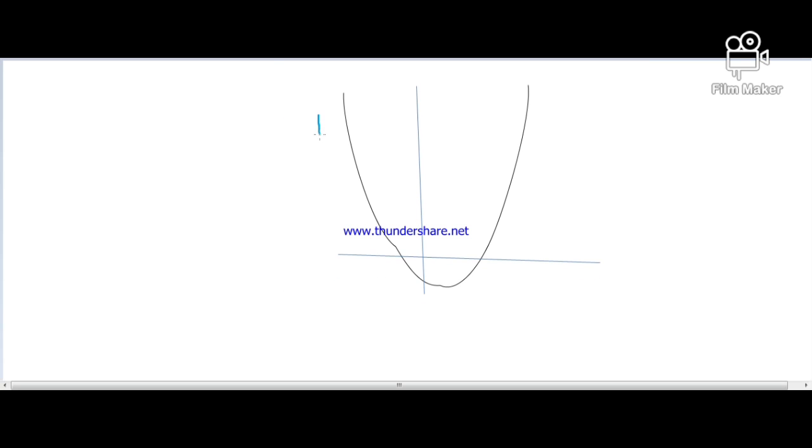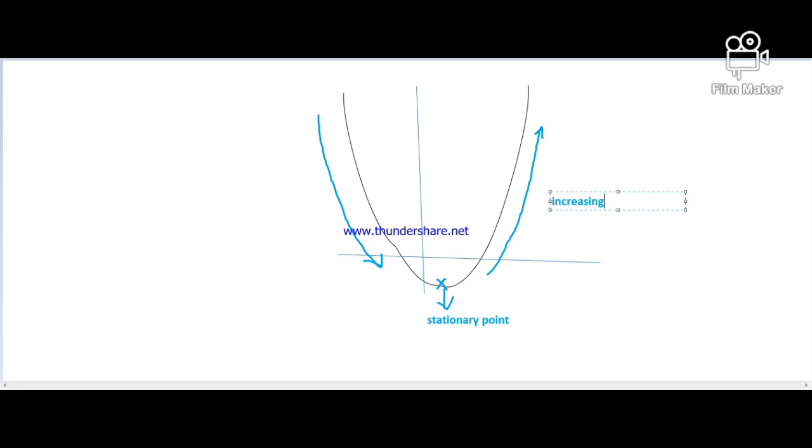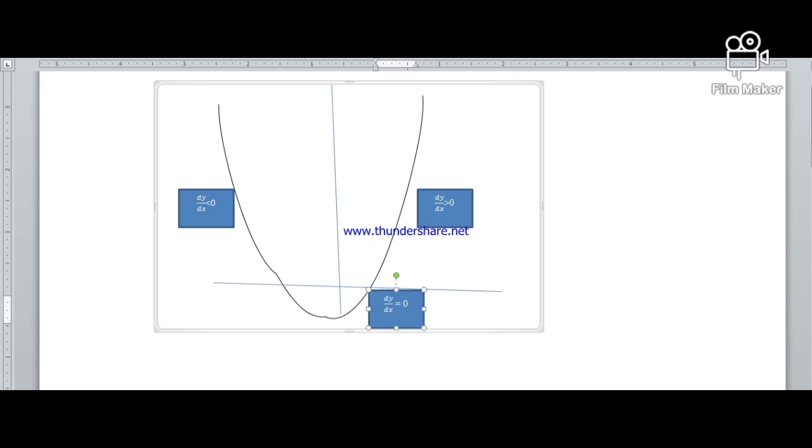And when you consider this parabola graph, you can find the left side as a decreasing function and the right side as an increasing function. You can identify the left side is dy by dx less than 0 and the right side is dy by dx greater than 0, and the axis or vertex of the parabola is the stationary point, which comes as the minimum point or maximum point. So on the left side dy by dx is less than 0, on the right side dy by dx is greater than 0, and at the vertex, the stationary point, dy by dx equals 0.